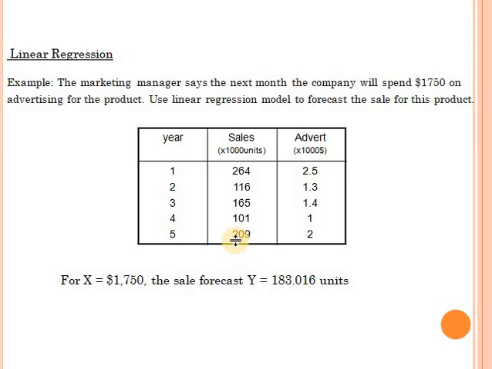Now this will be the given table. You just need to identify x and y and then add the rest of the columns, and then you will see I'm getting y depending on which x. Usually this x is in the given. If you read again, the marketing manager says that we will spend $1,750 on advertisement. So this is my x. Use linear regression to forecast the sales of this product. So I want to find y, which is related to this x. Okay. Thank you.